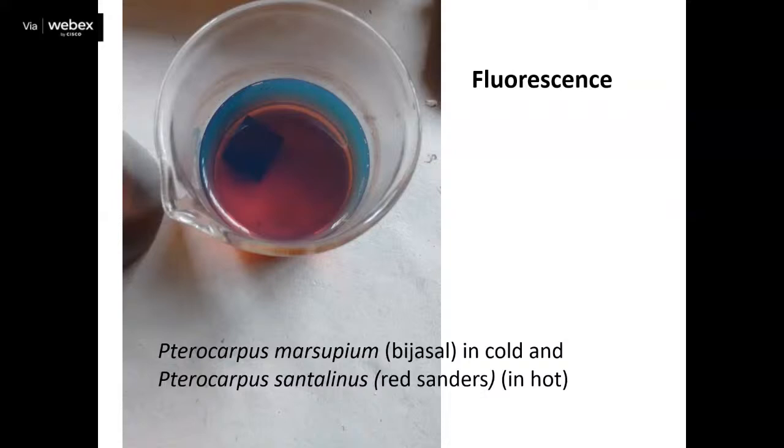That is in the case of bijasol. Whereas in the case of Pterocarpus santalinus, red sanders, we have to boil the sample for half an hour. Then this color comes, this fluorescence we get. Only in some timbers, this is also a very important test.